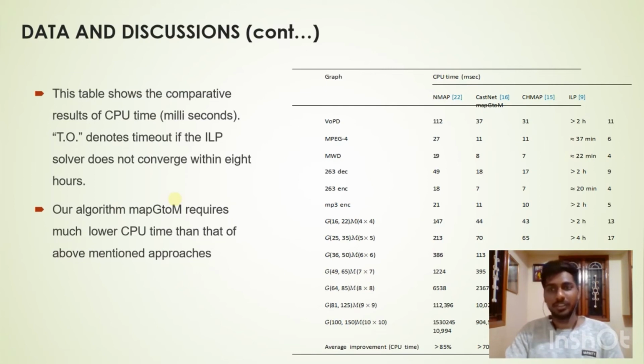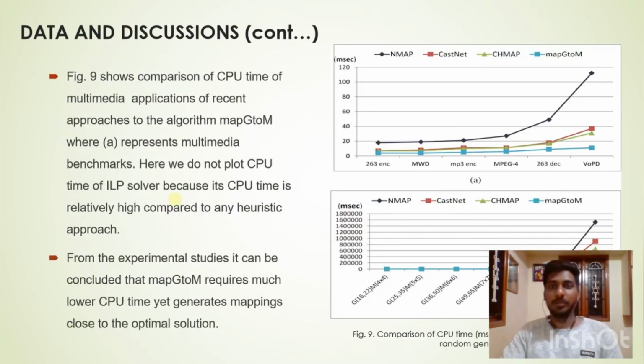Sorry for the inconvenience of the presentation. Map G2M should be on the right of ILP. Sorry for that. Map G2M has a very low CPU time because of the task selection in the mapping of the core to every part of the NOC, so that shortest distance routing is applied for communication, so that the CPU time is coming very much lower than that of the ILP.